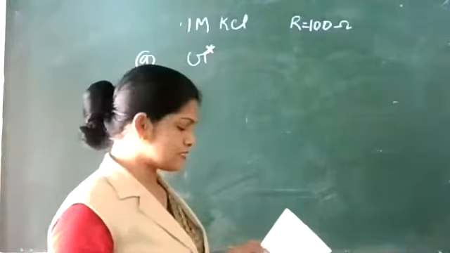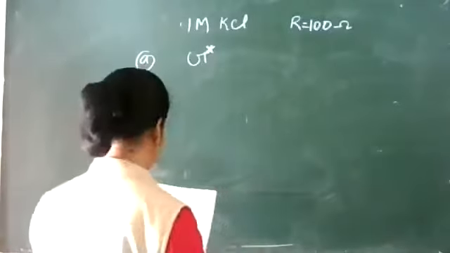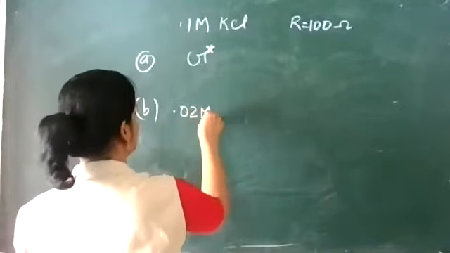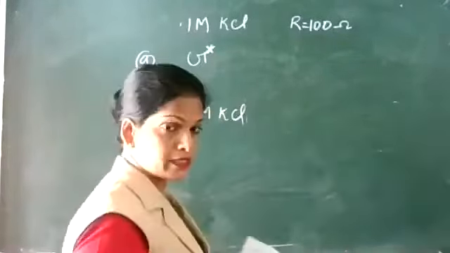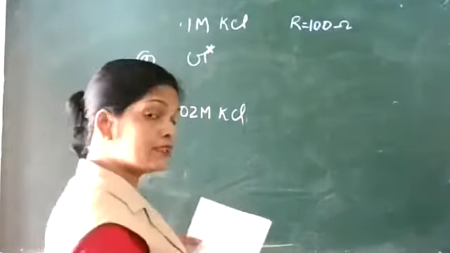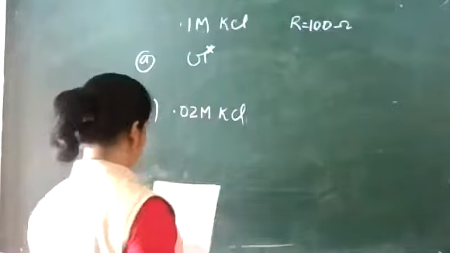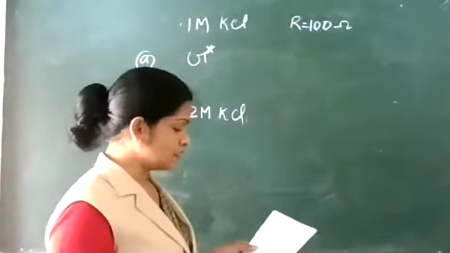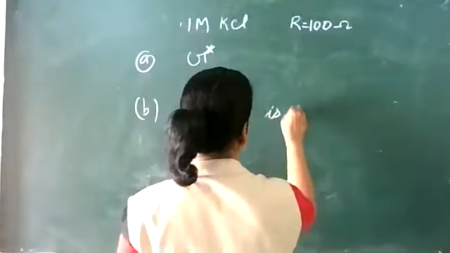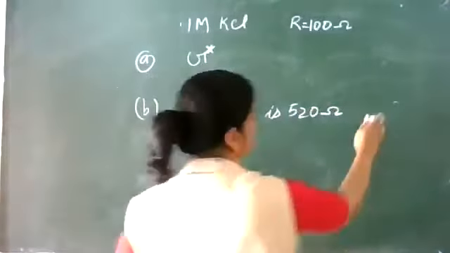Second part: if the resistance of the same cell, when filled with 0.02 molar KCl solution, is 520 ohm, calculate its conductivity. See, now the solution concentration has changed. 0.02 molar means this is another solution. The first solution was the 0.1 molar one.